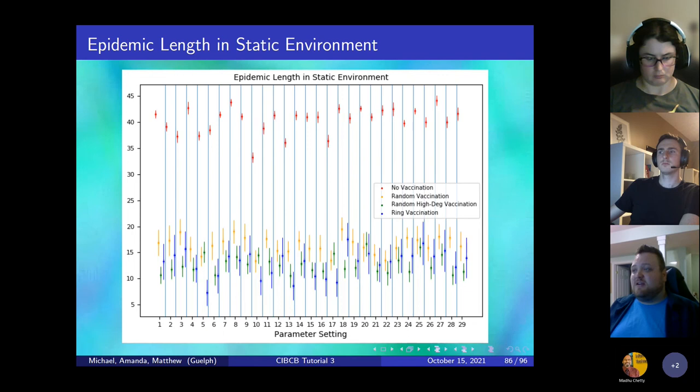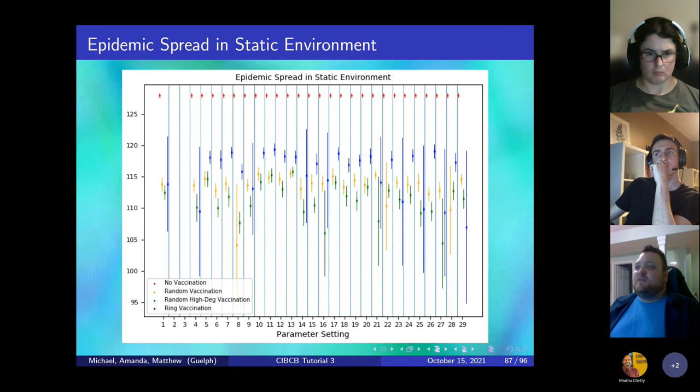And then at the bottom there, with significant amounts of overlap, you see the effect of the different vaccination strategies. It seems on average, random vaccination performs worst. Random high degree vaccination generally performs in about the middle. And the best is the ring vaccination. As you can see in parameter settings 5, 10, and 17, it is blowing the other ones out of the water. So ring vaccination seems to be a good choice here.